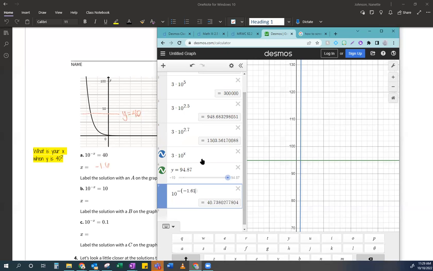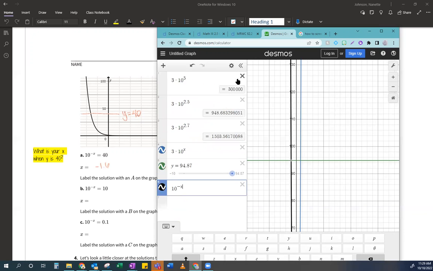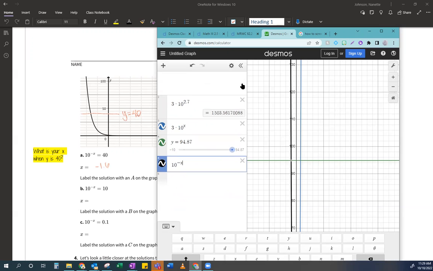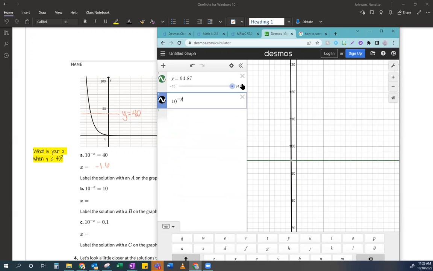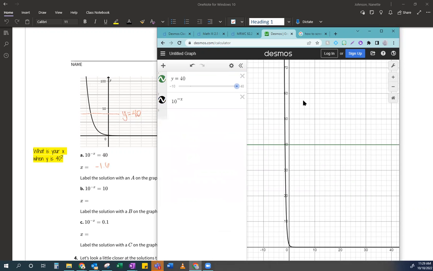And now you can actually graph it and see which one it actually is. Let me do that to get a really super accurate answer. Let me turn all these guys off up here. And then I'll go with y equals 40 for this one, right? So this is one of the ways that we're doing this. So here's that picture. You guys all see my picture?